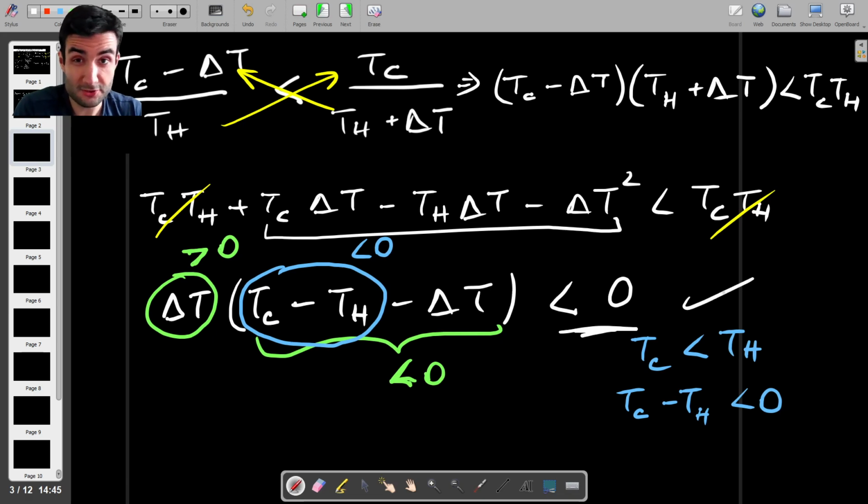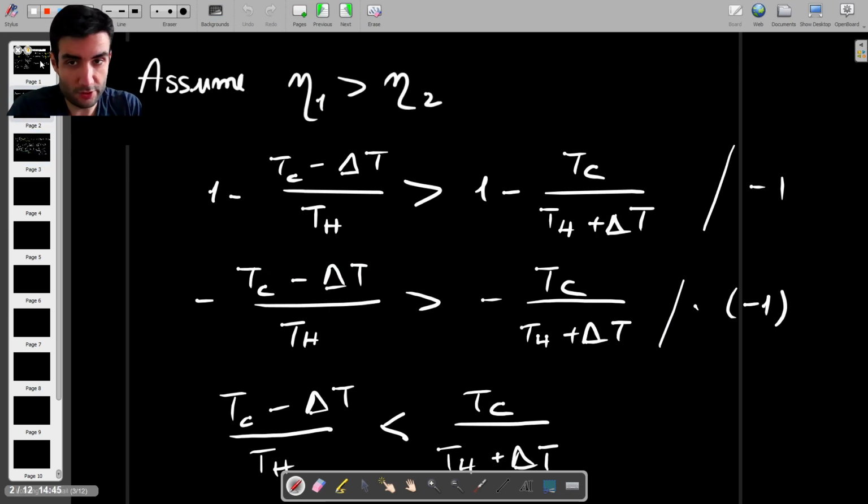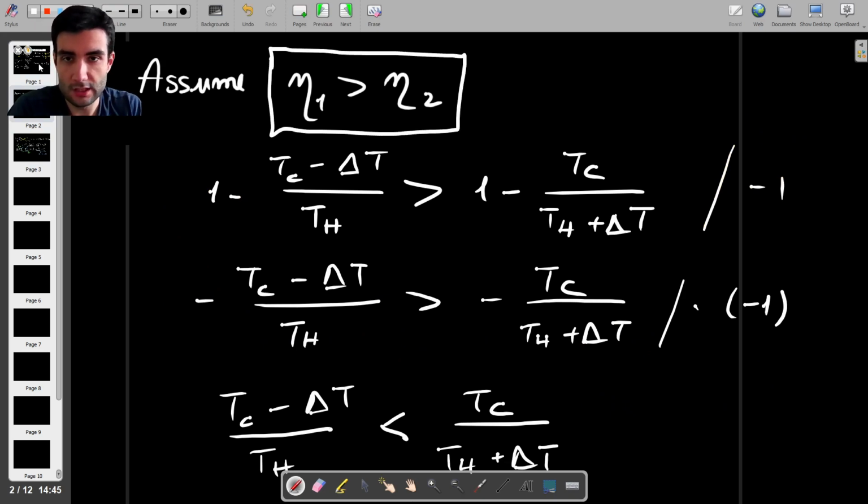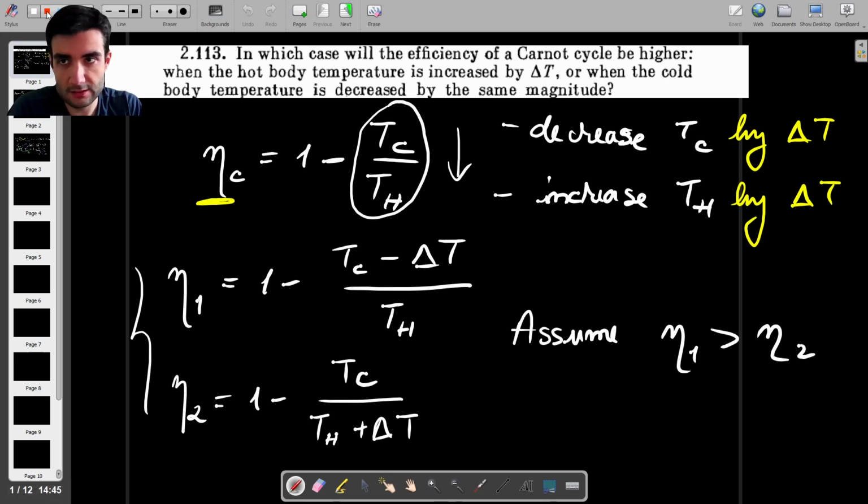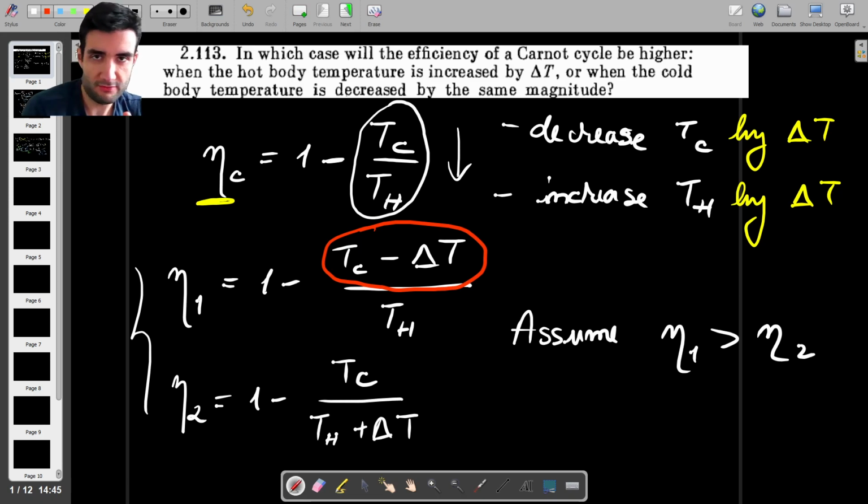So it means our initial assumption was true. And our initial assumption, remember, was that eta 1 was greater than eta 2, which corresponds to decreasing the cold temperature by delta T. So if you have a Carnot cycle, and you try to improve the efficiency, and you have two ways of doing it, either by decreasing the cold temperature by a certain amount, or by increasing the hot temperature by the same amount, you will get a better efficiency if you apply that change in temperature purely to the cold source. And that's the end of the question.